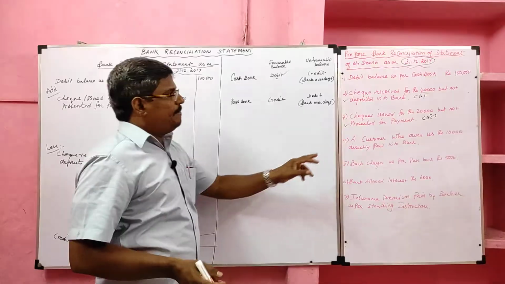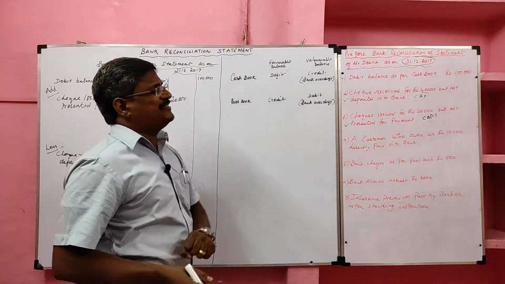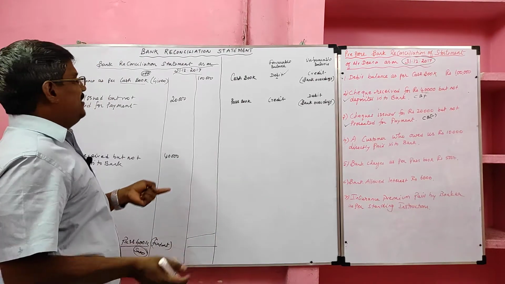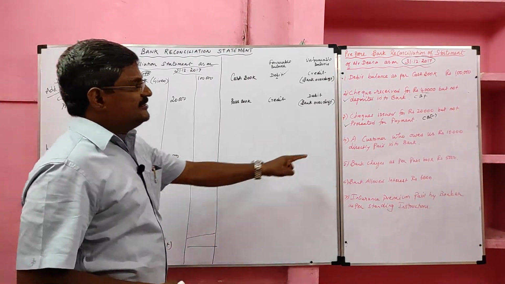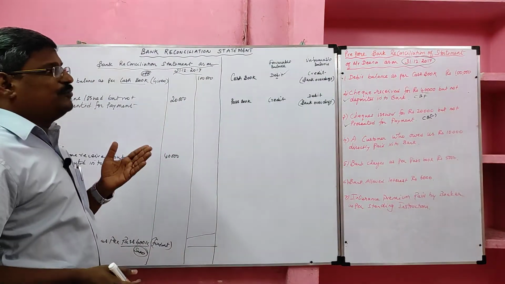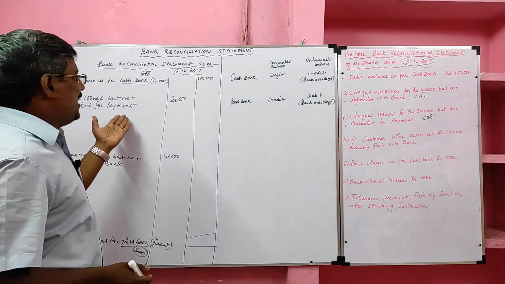Now check received. Where did the transaction take place? It took place in the cash book. What did they do? They added. Now we have to deduct. Check issued. Where did the transaction take place? It was in the cash book. It was deducted. Now we have to add.